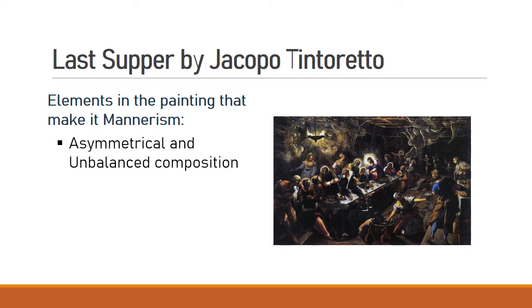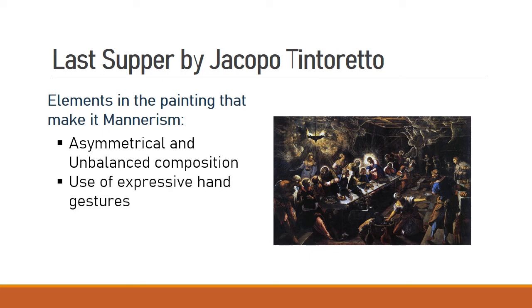First, asymmetrical and unbalanced composition. Most of the people are on the left side, and the right side has fewer people. This makes the left side of the painting look heavier. Instead of a horizontal or vertical line by which all objects are judged, the scene is slanted on a diagonal, starting from the bottom left and moving to the upper right.